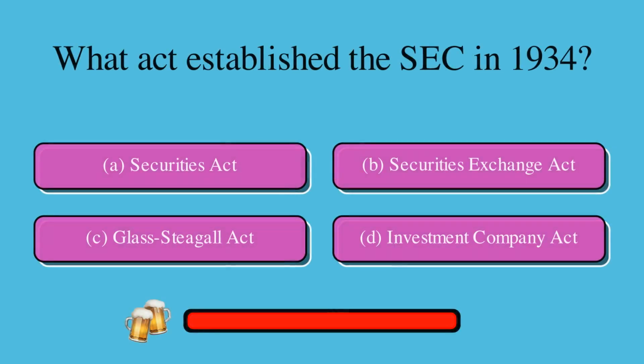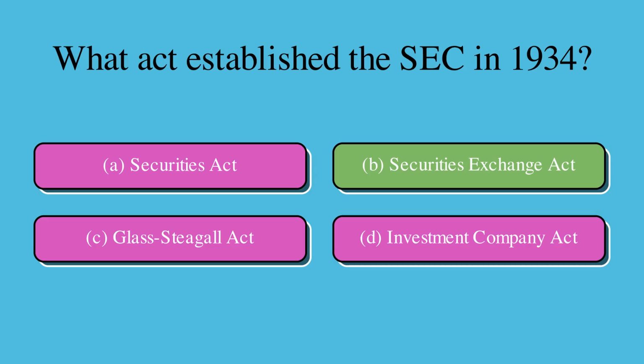Here's some financial regulations trivia. What act established the SEC in 1934? Is it A. Securities Act, B. Securities Exchange Act, C. Glass-Steagall Act, or D. Investment Company Act? The correct answer is B. Securities Exchange Act.